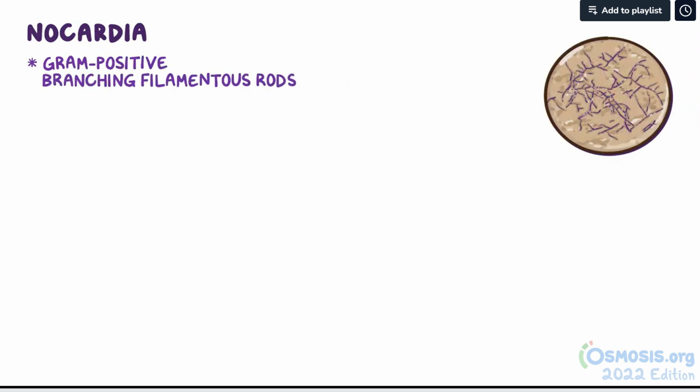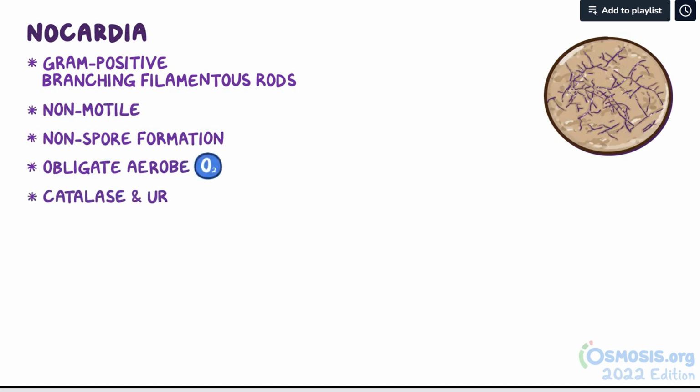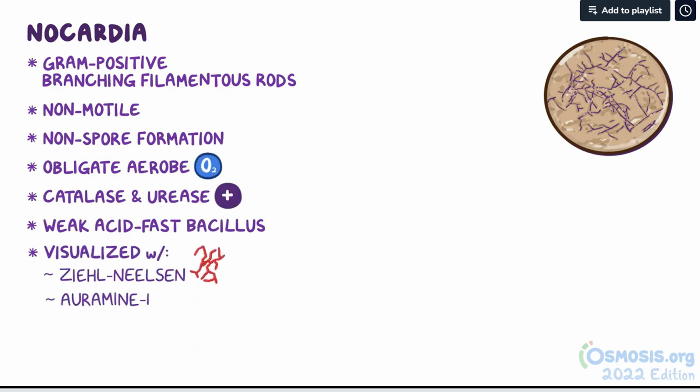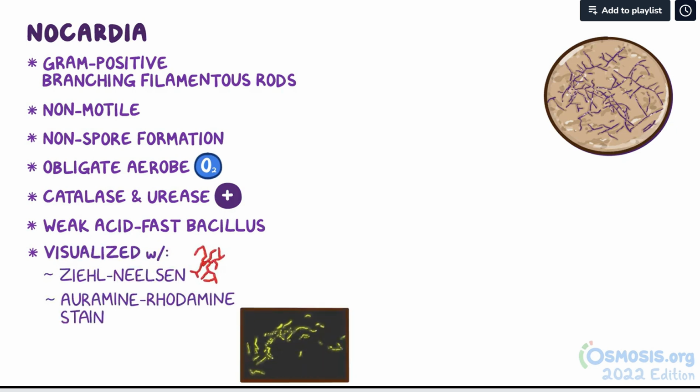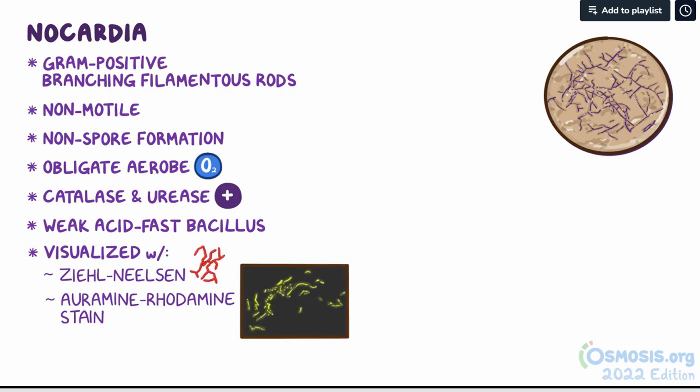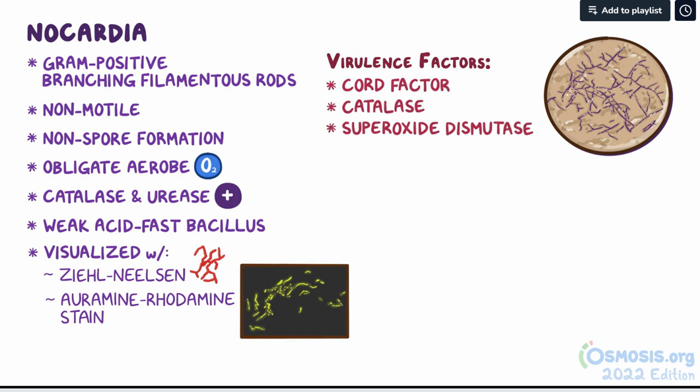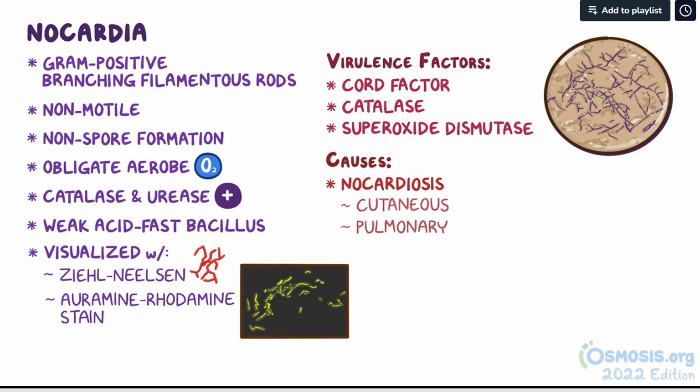Alright, as a quick recap, Nocardia is a gram-positive, branching, filamentous rod bacteria that is often found in soil. It's a non-motile, non-spore-forming, obligate aerobe, catalase and urease positive, weak acid-fast bacillus that can be visualized with Ziehl-Neelsen and auramine-rhodamine stain. And it can grow on multiple media into white, yellow, or orange filamentous colonies with a powdery appearance. It has a few virulence factors, such as cord factor, catalase, and superoxide dismutase, and it uses them to avoid the immune system. It causes a disease called nocardiosis, which has three forms: cutaneous, pulmonary, and disseminated.